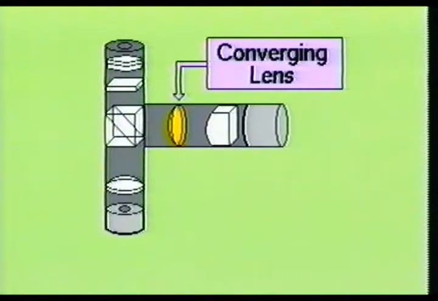Here you see the converging lens. It is another form of focusing lens, which is used to reduce the size of the returned laser beam containing the data received from the CD.